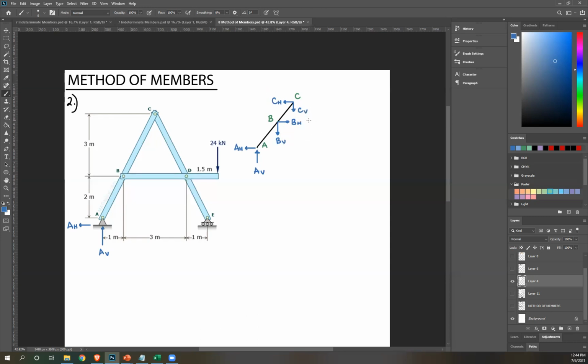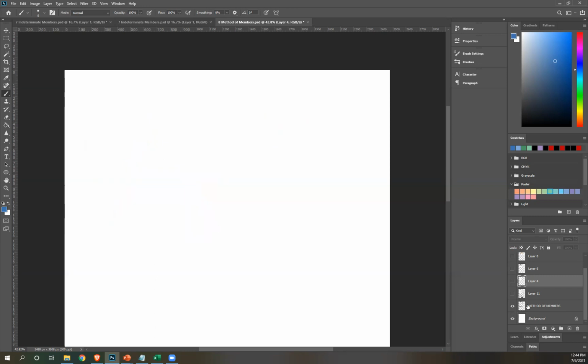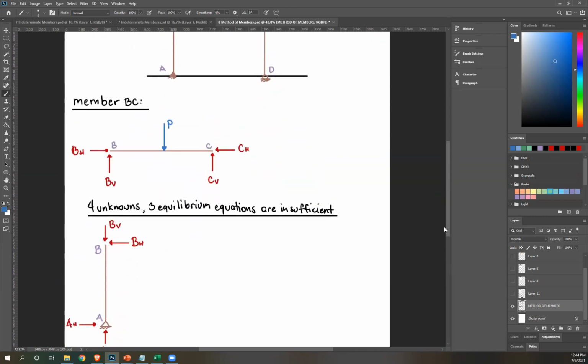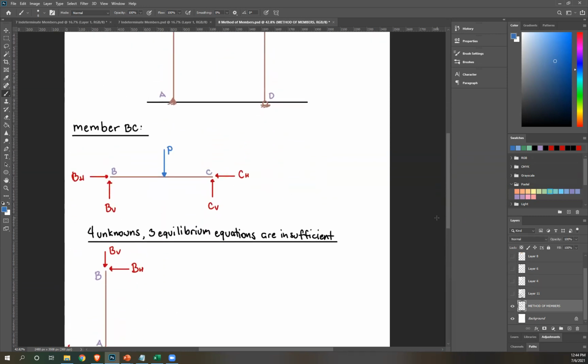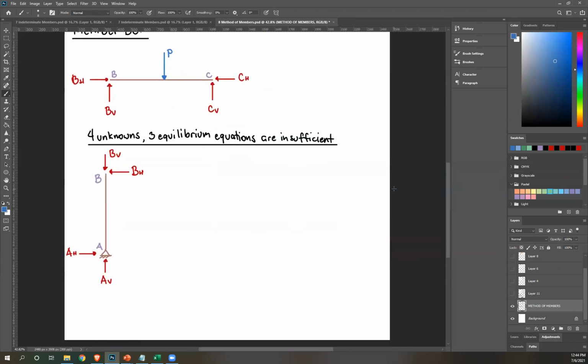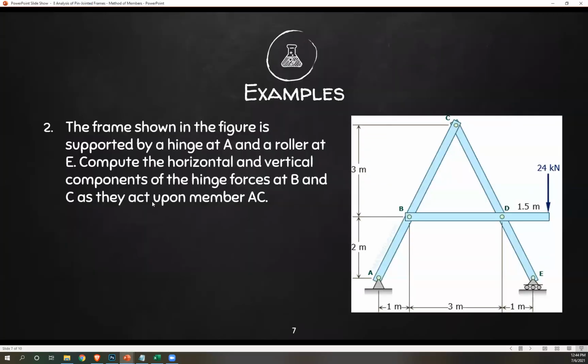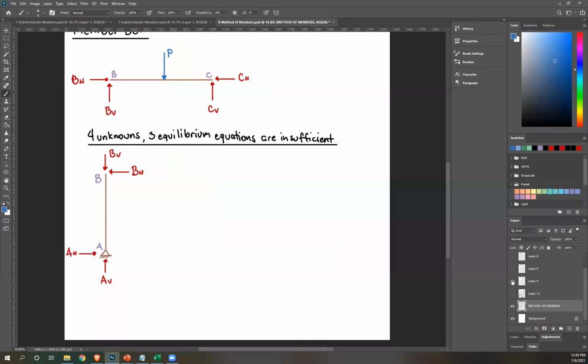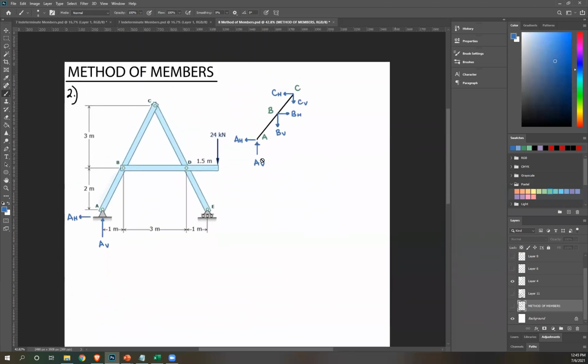The directions that will follow are the ones for member AC. Because if we remember here, depending on which member you choose, the directions are different. If I choose member BC, my BV is upward. If I use member AB, my BV is downward. That's why this term, upon member AC, is important, because that will determine which member you are focusing on for your answer. In this case, it's member AC. Now let's solve.